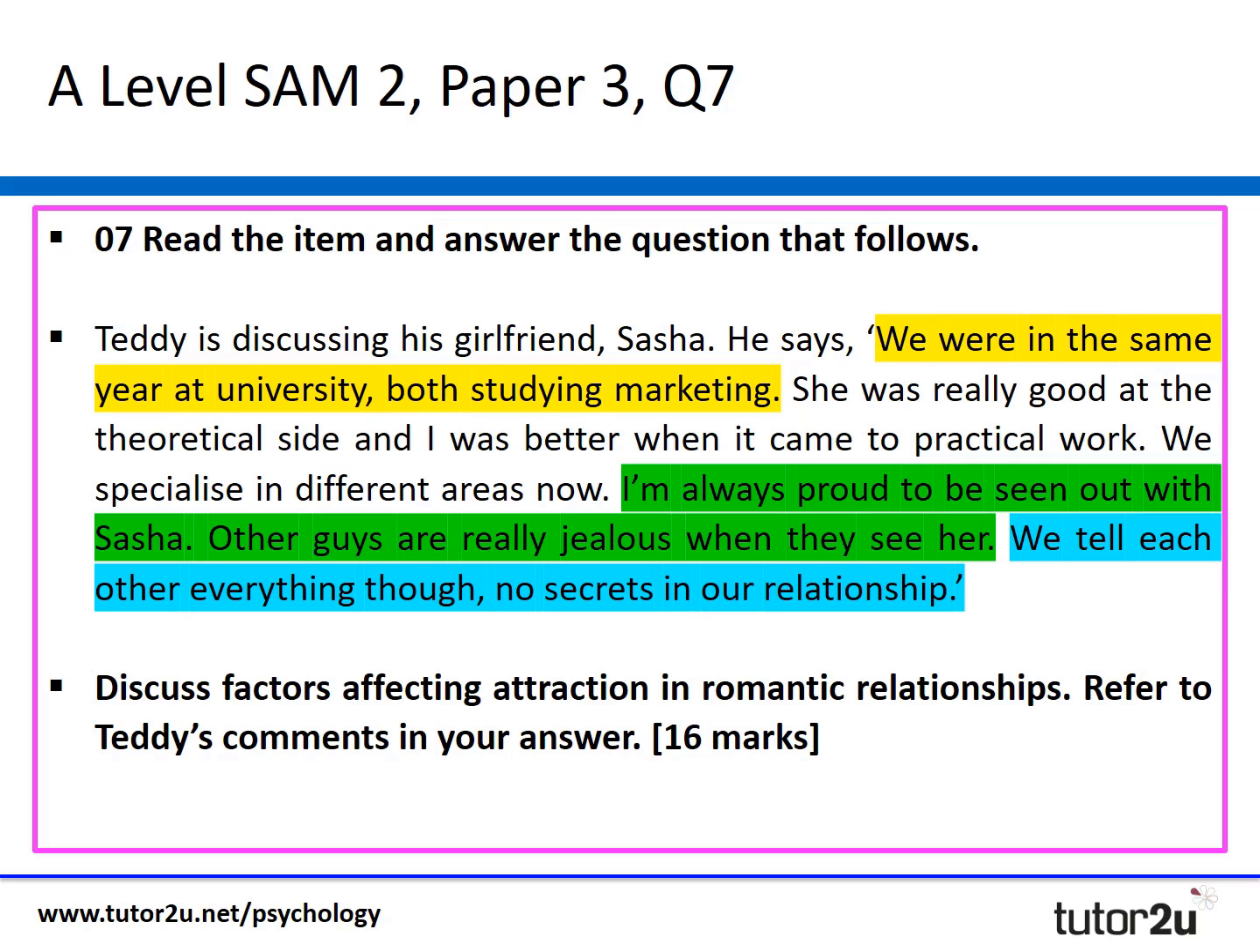I've highlighted in yellow where he says we're both in the same year of university and both studying marketing. That clearly applies to the idea of filter theory. The green highlight is clearly referring to the idea of physical attractiveness, and then the blue is referring to the idea of self-disclosure. Now it says discuss factors. I probably wouldn't do all 3. I'd be inclined to pick the 2 I know particularly well and use those 2 to craft my essay.